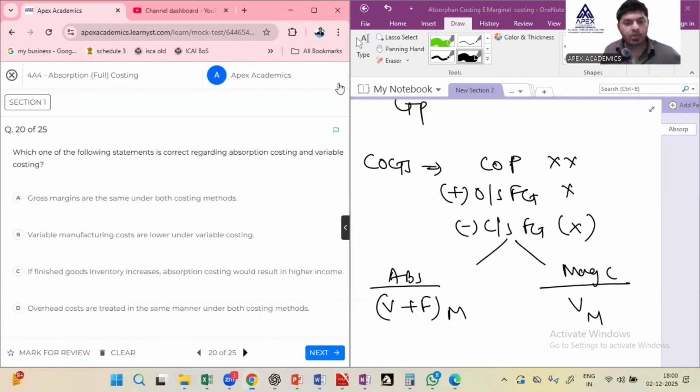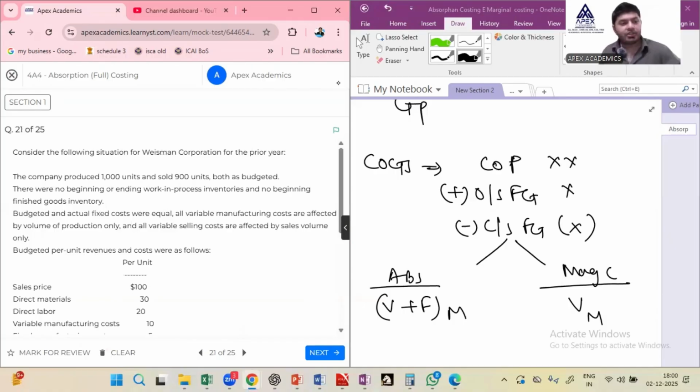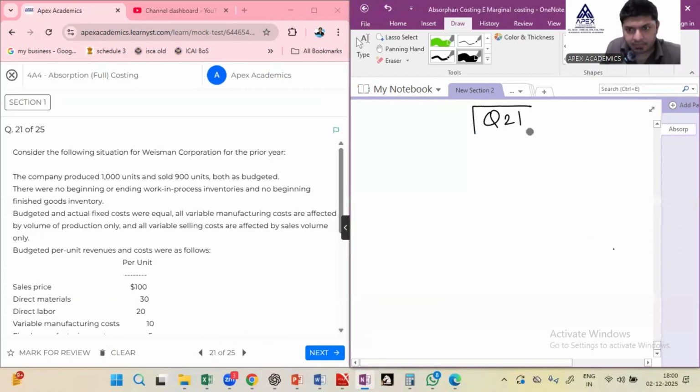Now we jump into question number 21. Question number 21 again appears to be a comprehensive calculation. Let us see what it is asking us. Question number 21 says the company produced 1000 units and sold 900 units, both as per its budget. There is no beginning or ending WIP and no beginning finished goods inventory. So let me first of all write this down, that my opening stock of finished goods is 0.